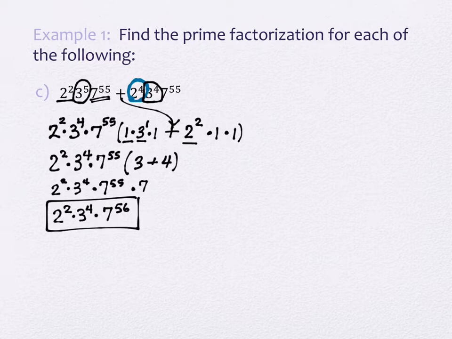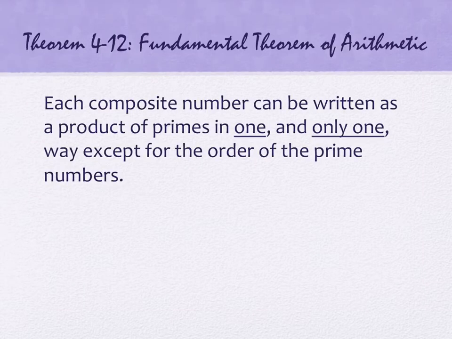Let's see. We'll go just a little bit further. We've got just a few more minutes left. Here's the thing. Anytime somebody puts the phrase fundamental theorem on it, it means it's really important. So this is a fundamental theorem of arithmetic, and it says, each composite number can be written as a product of primes in one and only one way, except for the order of the primes.